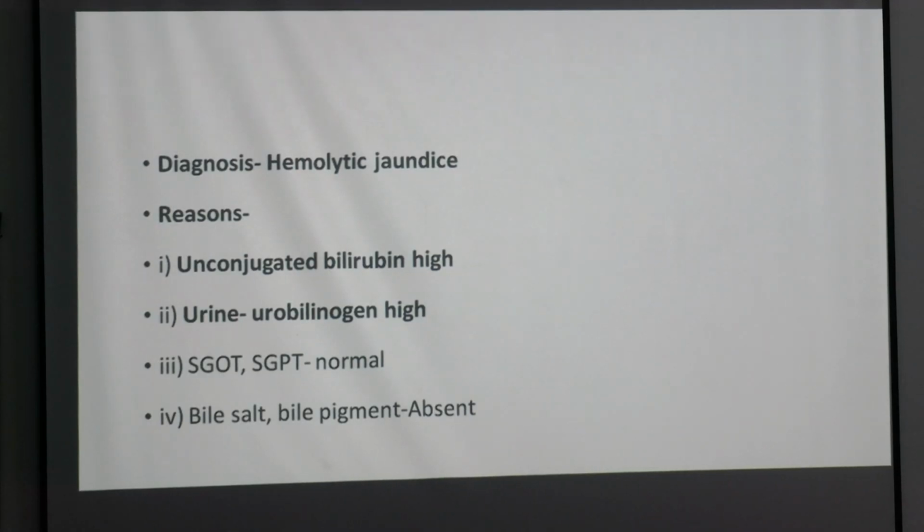Reasons: unconjugated bilirubin is high, urobilinogen is high, SGOT, SGPT normal, bile salt, bile pigment absent. তাহলে এটা হচ্ছে hemolytic jaundice.